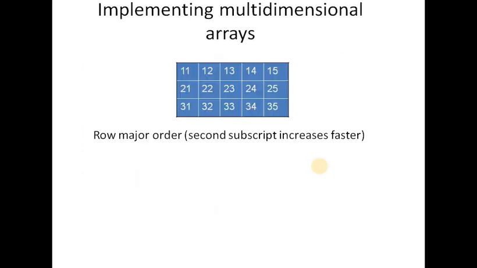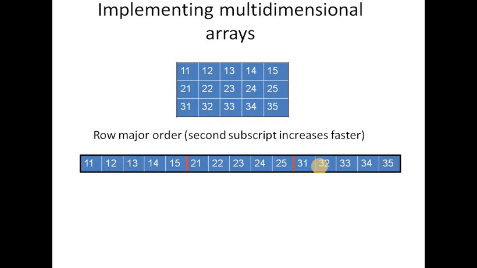Implementing multidimensional arrays: we can implement a multidimensional array with row major order, where the second subscript increases faster, with elements like 11, 12, 13, 14, 15 up to 35. So we can implement multidimensional arrays through this structure.